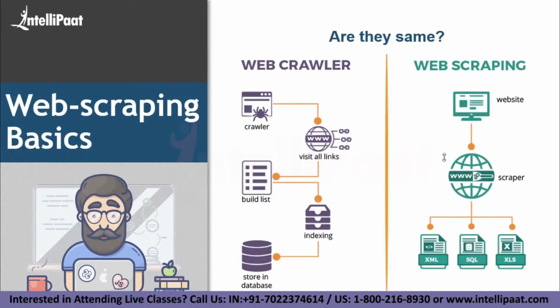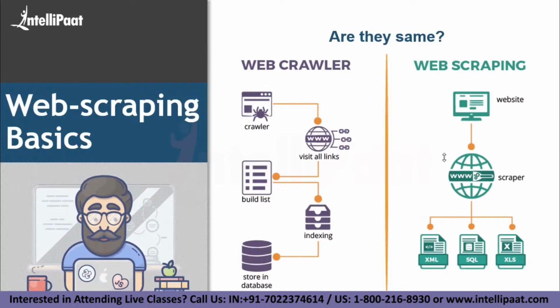Next is submitting forms with data, or executing JavaScript, or transforming the data into the required form and format, or even saving the extracted data into a database. So these are the things a web scraper can do, but a web crawler cannot. I hope you guys are clear with the difference.